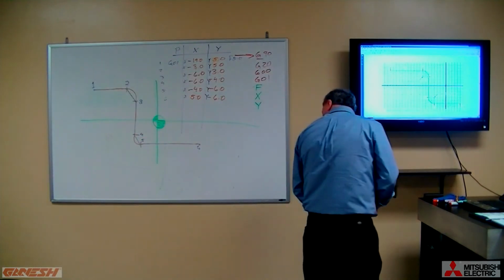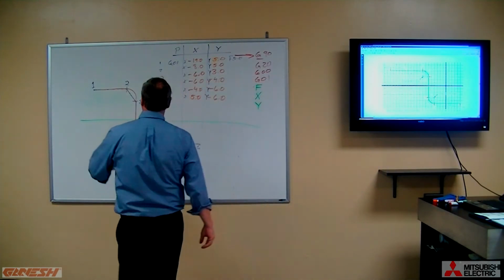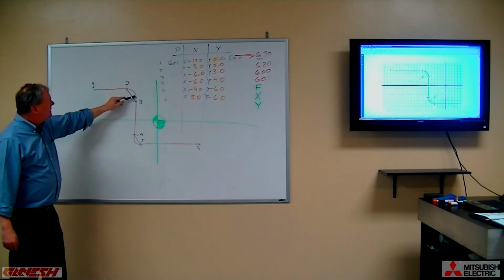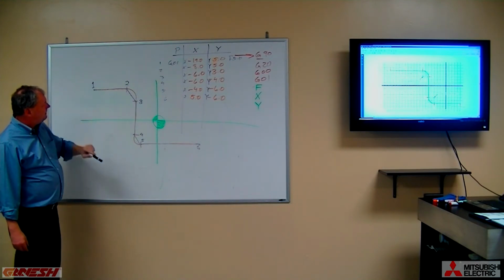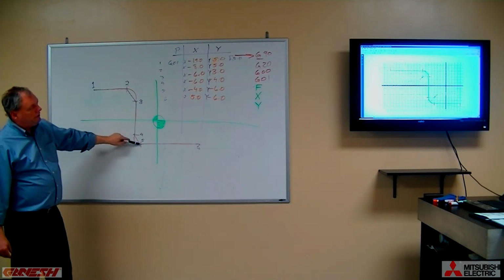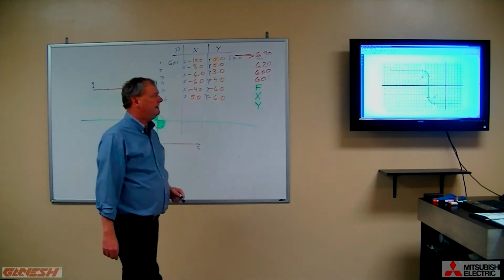That is not what we want. What we want is a radius of 2 units that goes from point 2 to point 3, and a 2-unit radius that goes from point 4 to point 5. That's what we want.